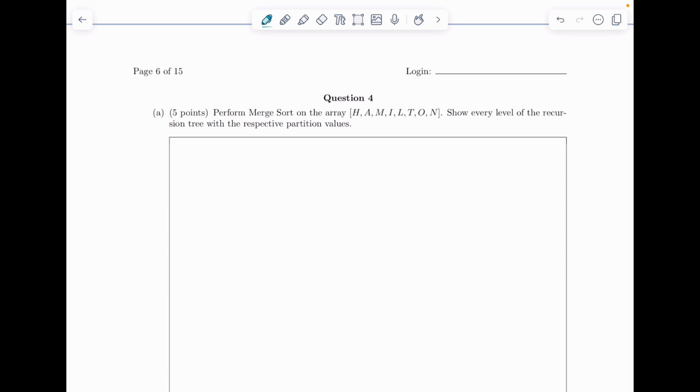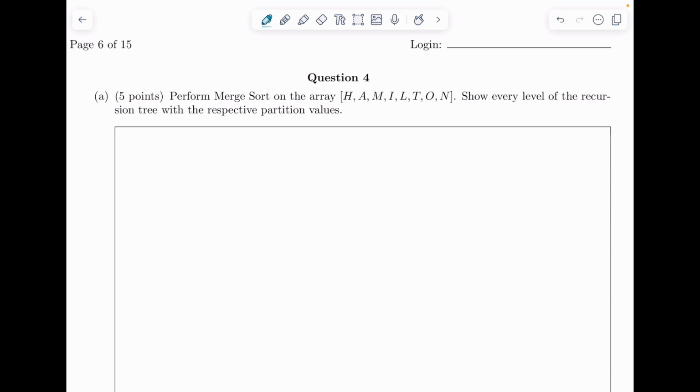Question 4, merge sort. Yay. This is a very popular sorting algorithm because of how fast it is. It's n log n, which is, I don't know if it's proven to be as fast as sorting can get, but it is one of the fastest we know so far. Regardless, we are asked to perform merge sort on this string here, Hamilton. It's a convenient power of 2 length, 8 characters, so that's nice for us since merge sort keeps splitting things in half.